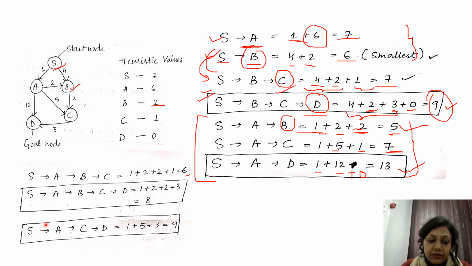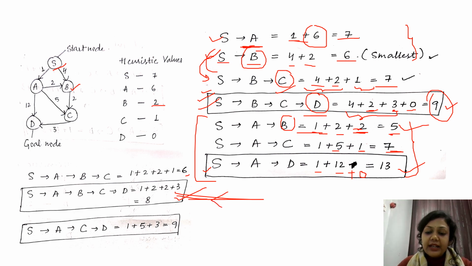Now again we will consider this further, expand further this path. S to A to B, B to C and C to D. Now this path is giving a minimum value 8. Now we will compare this path with the earlier two paths which we have calculated. The minimum value till now we are getting is through this path only.